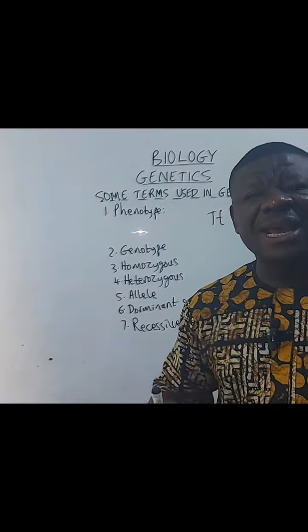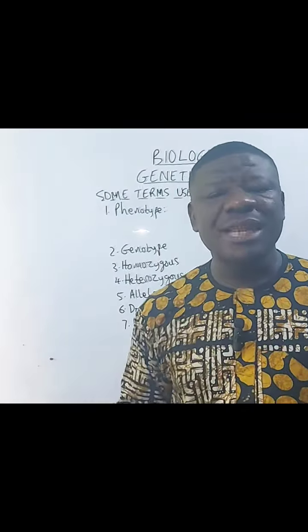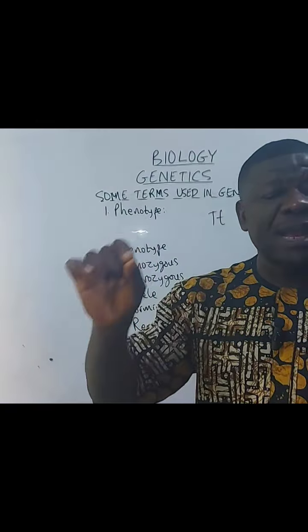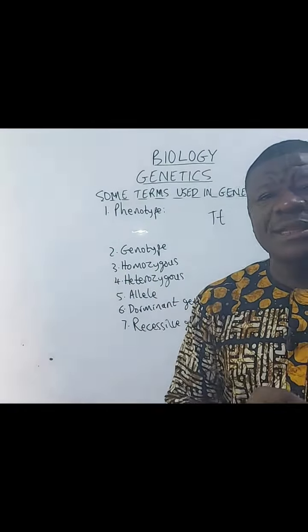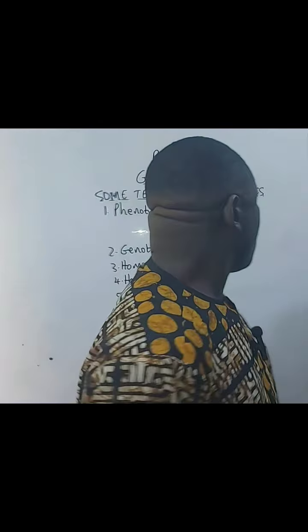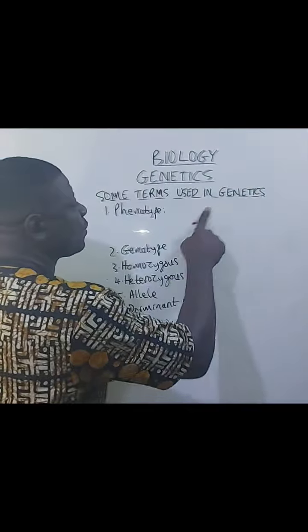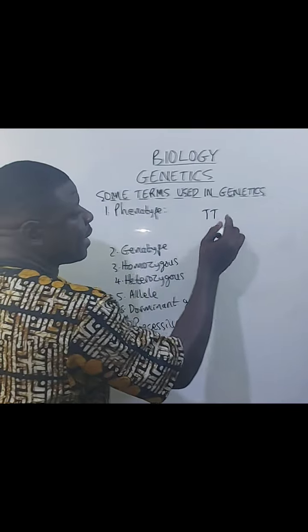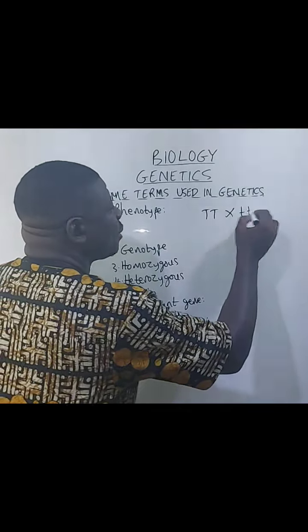Genetics was discovered by an Austrian monk known as Gregor Mendel. When Gregor Mendel took tall pea plants and crossed them with the dwarf pea plant, in the F1 generation all the plants were tall. We have, this is the tall pea plant crossed with the dwarf pea plant.